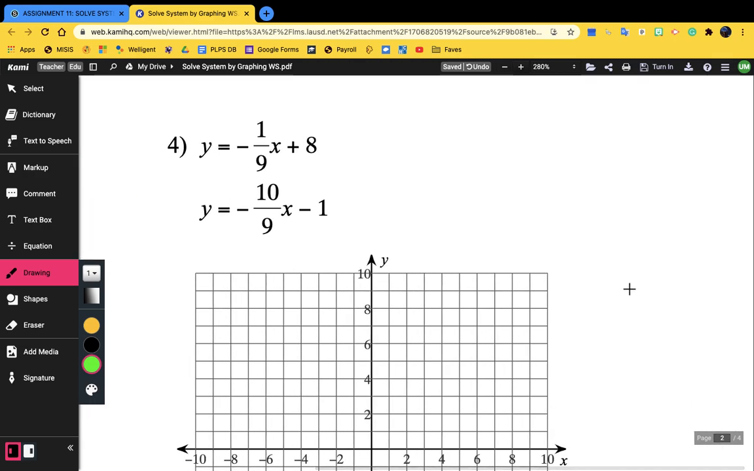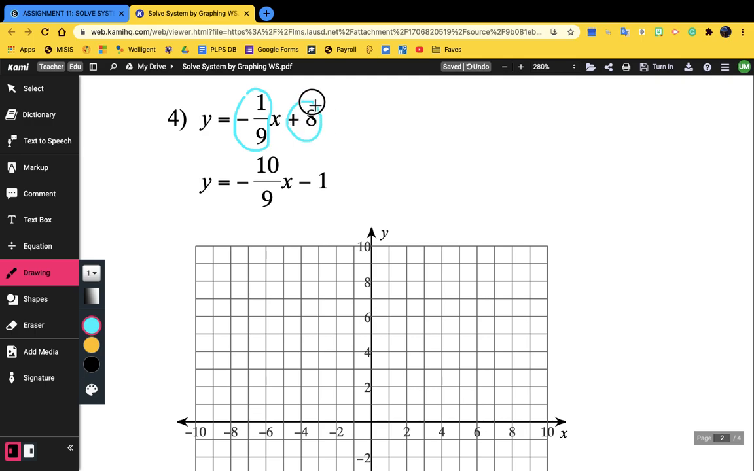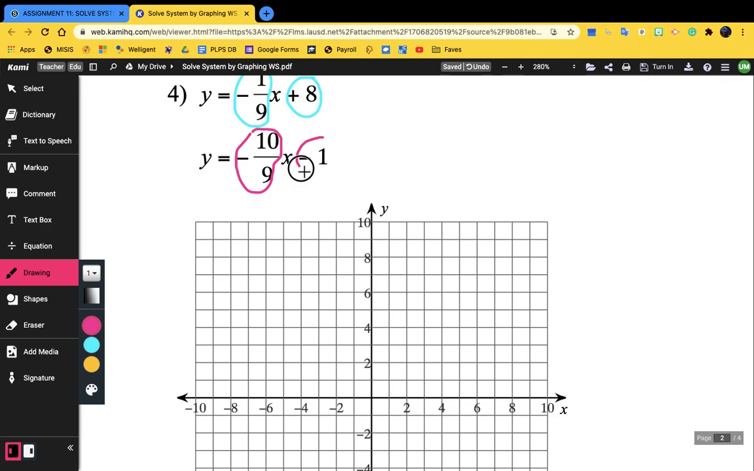Let's do number 4. So let's pick blue this time. Negative 9 is my m, is my slope. 8 is my y-intercept, my b. Okay. Negative 10 over 9 is my slope. And negative 1 is my b, my y-intercept, right?